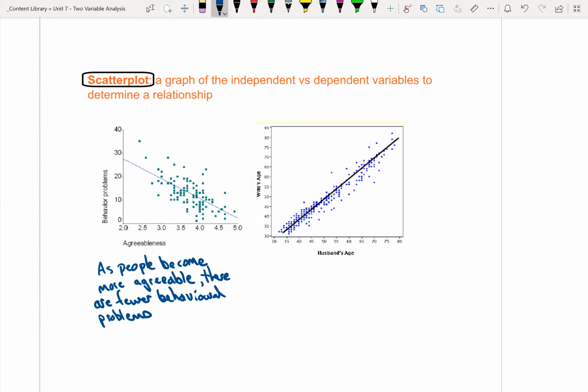In our other graph, we have husband's age versus wife's age. So we can see here that the relationship is that as husband age increases, then the wife's age also increases. And this can be seen because if we look on the x-axis, as it becomes greater or it increases, it does so on the y-axis as well, which is why we get these points going in an upwards direction.